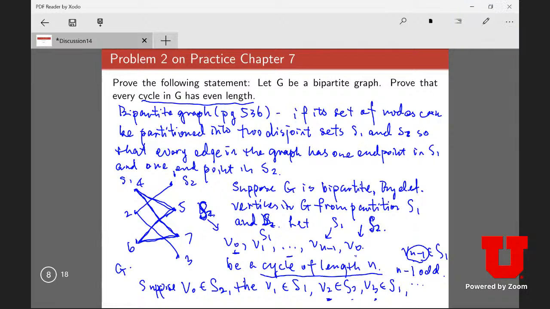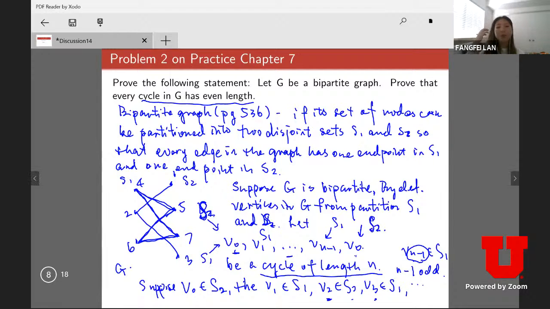What if we were to do it such that we started with V0 as an element of S1 and not S2? Yeah, sure, we can do that. So if V0 belongs to S1, then where is V1? Remember, the edges have to go back and forth. You cannot have an edge that goes from S1 to S1. You have to go from S1 to S2 and back to S1 and back to S2. So if V0 is in S1, where is V1? It would be in S2. Yeah, exactly.